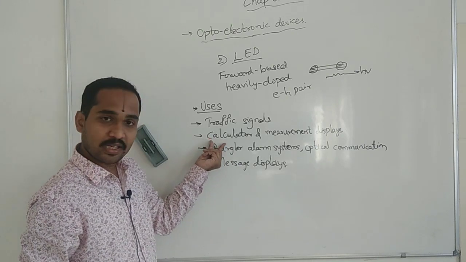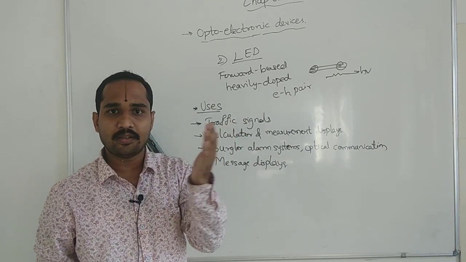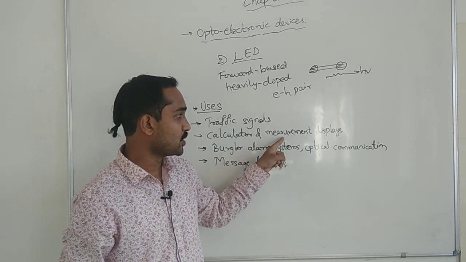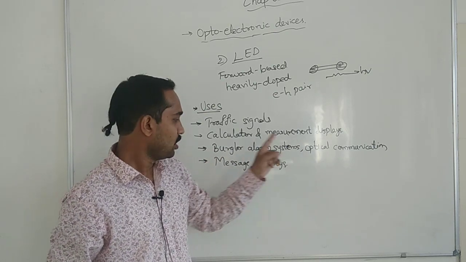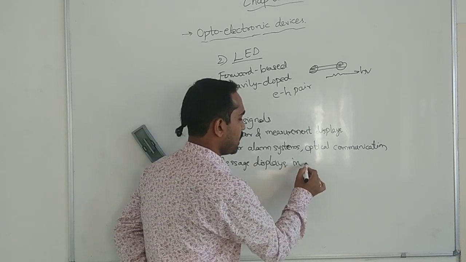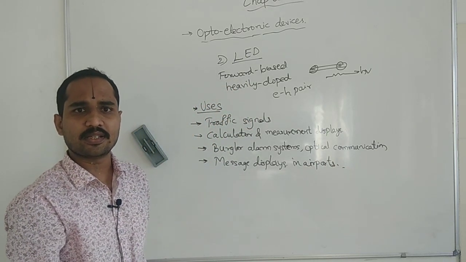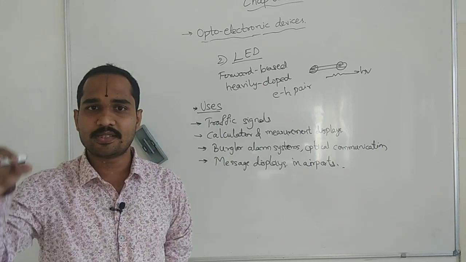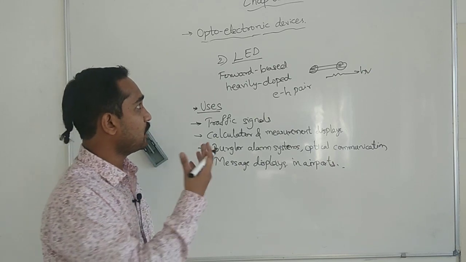Then in calculators, in measurement displays, there is like 10, 9, 8, 7 that will be displayed, isn't it? On the screen, it will be displayed using the LEDs. Then burglar alarm systems and optical communication, and also message displays. Where do you display the message? In airports or in railway stations, in bus stands, everywhere the messages of this particular plane is coming at this time, departure, arrival, everything is being displayed, and that message is displayed using LEDs.